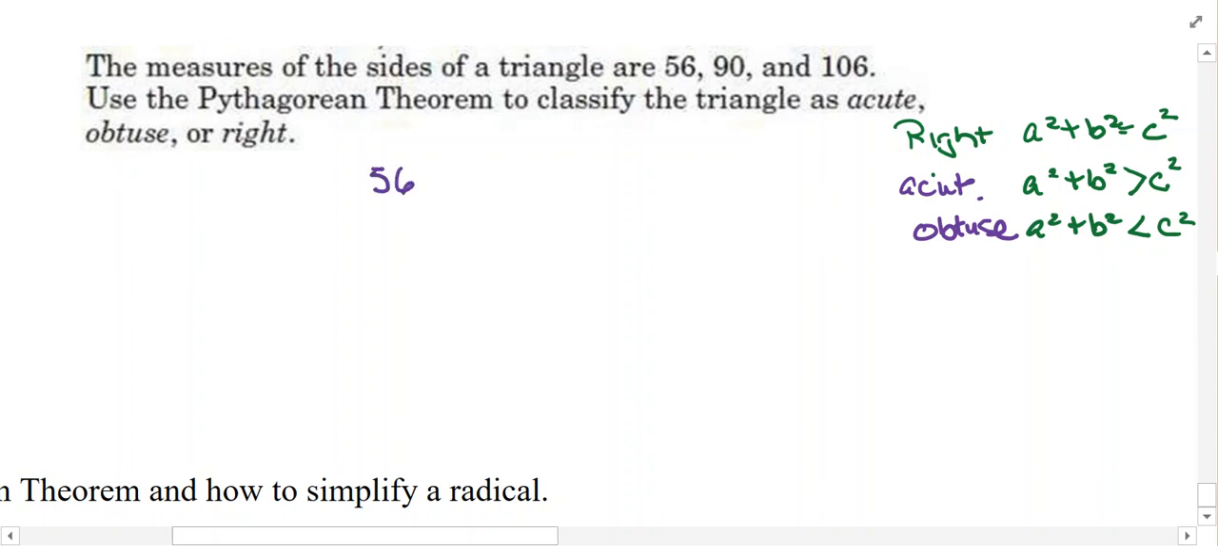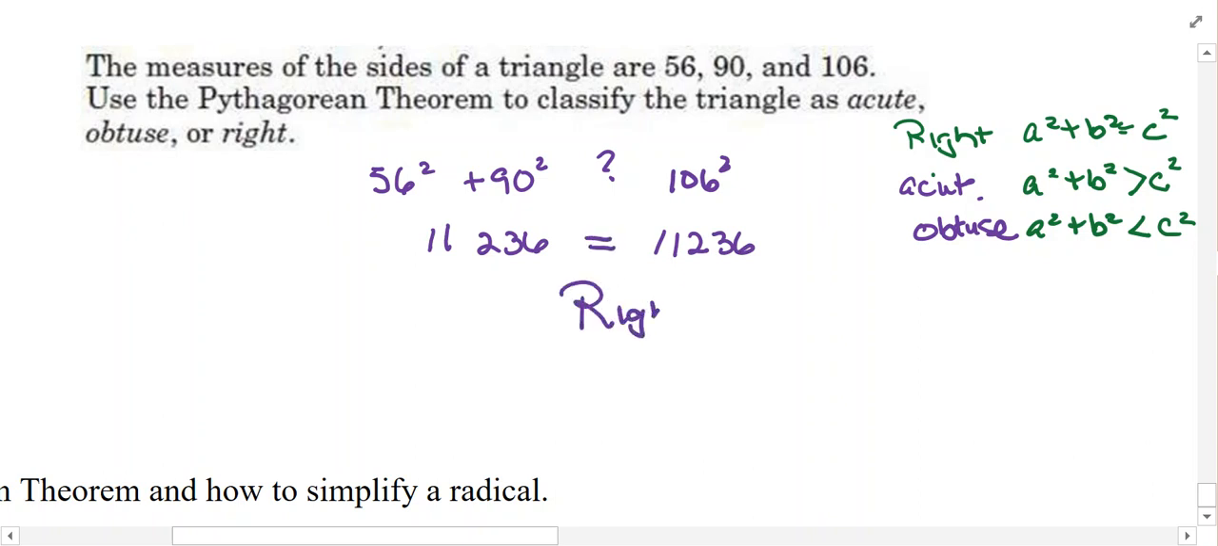So let's look at this. If I look at 56 squared plus 90 squared, how does that compare to 106 squared? 56 squared plus 90 squared is 11,236. 106 squared is 11,236. So that equals each other. So it is a right triangle. You must show this work, and then you must give your answer. And that concludes the practice test.